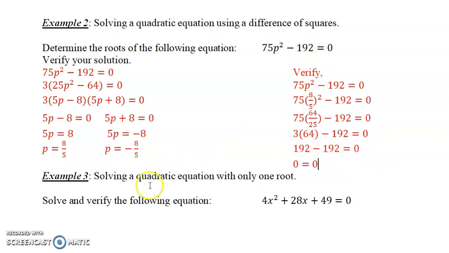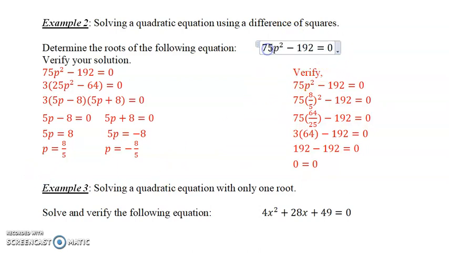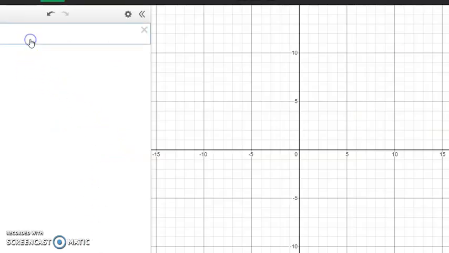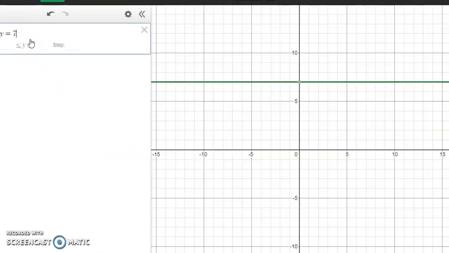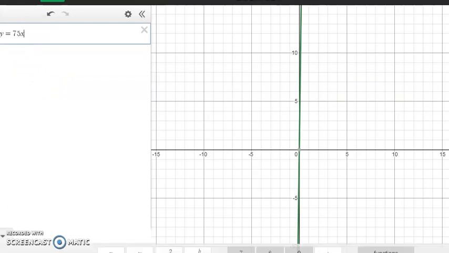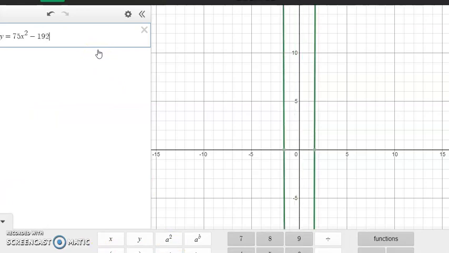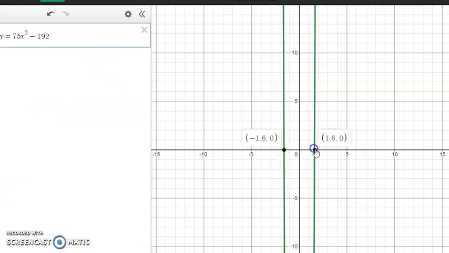Show you a little trick on the graphic technology before we go to example 3 in the next video. To solve this, just plug this in with y equals on the graph. I'll do it on the graphing technology this time, graphic calculator. So what you want to do in Desmos, when it's equal to 0, just put it in y equals. So you see the function, y equals, and it was 75x squared. Now that was p, but you can just put in x. Minus 192. And you'll notice you get negative 1.6 and 1.6, which is actually 8/5 and negative 8/5, right? So that's all you're solving for there.